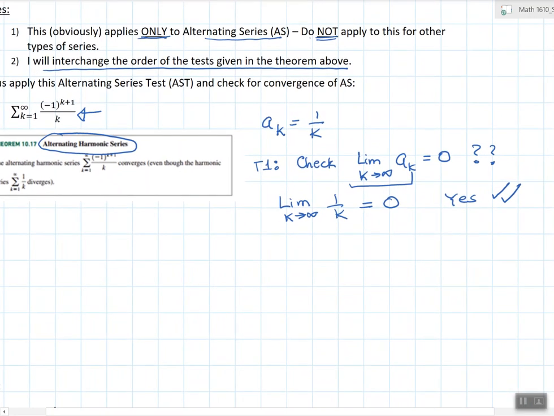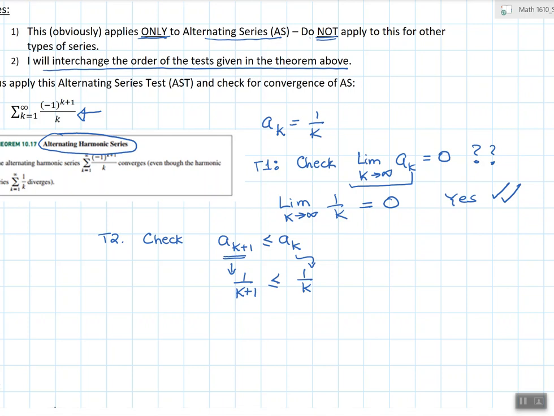Now let's go to the second test. So now what we have to do is check if ak plus 1 is less than or equal to ak. That means the term decreases, or at least does not increase, it's less than or equal to the previous term. So what is ak plus 1? It's 1 over k plus 1. And what is ak? It's 1 over k. So the question is, is 1 over k plus 1 less than or equal to 1 over k?